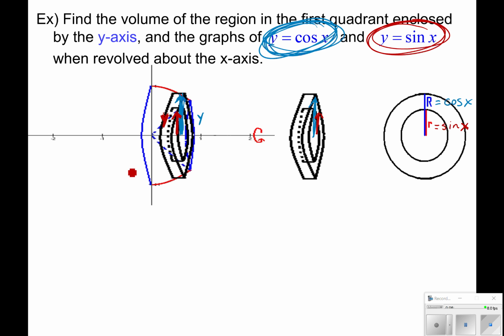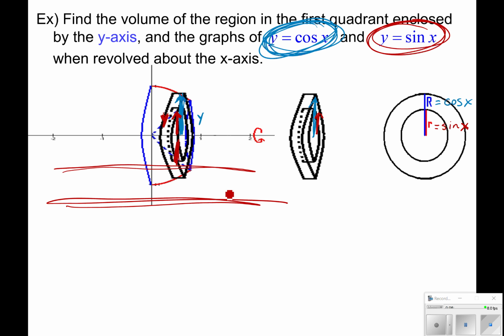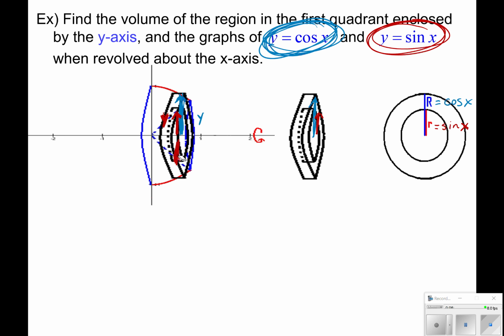Now, if we had a different line of rotation, then that means that we might have to add 1 plus the sine of x. If we had a different line of rotation, then we might have to do 2 plus sine of x. But in this case, we're just coming straight up from the x-axis, so we don't need to do that 1 plus or 2 plus or whatever.